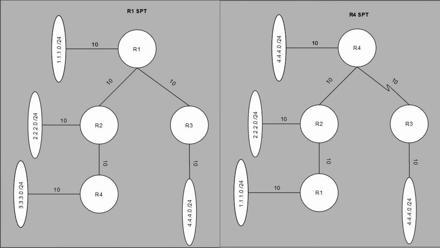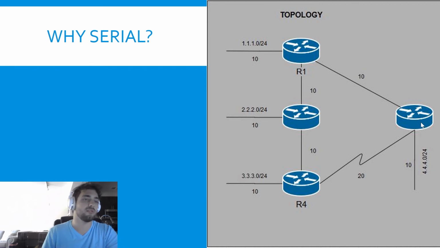Pause the video here and take a second to analyze these SPTs compared to the OSPF topology. Maybe go back and take a screenshot of that topology so you can pull it up and look at these side by side. So why did R4 choose the serial link?